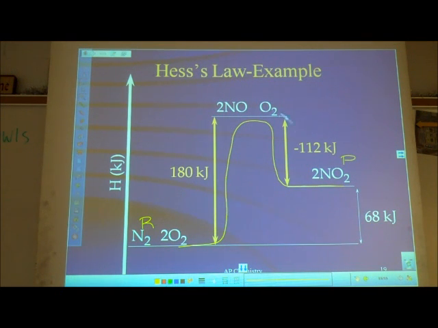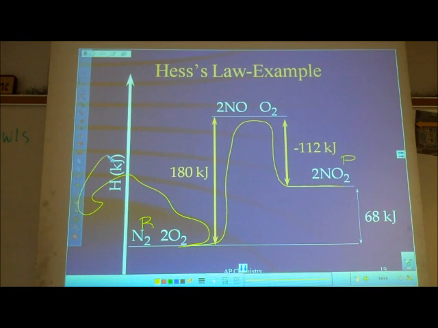But this graph is showing an overall reaction that occurs in 2 steps, or 2 mini reactions. Original reactants go to these, we'll call them intermediates, and then these turn into my final product. So this reaction takes place in 2 steps, and the overall energy difference is 68 kilojoules.